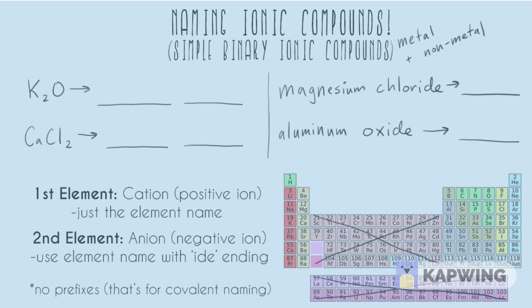And so these are our two rules. And then just as a reminder, whenever we're doing any type of ionic compound naming, we don't use any prefixes. That's only when we're doing covalent. So let's just start with our first example.